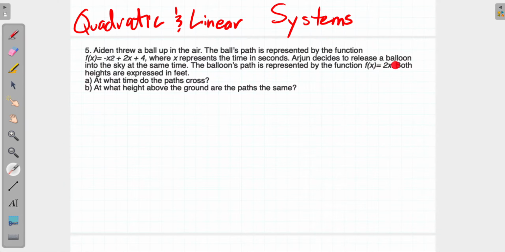Arjun decides to release a ball into the sky at the same time. The ball's path is represented by another function. Both heights are expressed in feet. So what time do the balls cross paths?